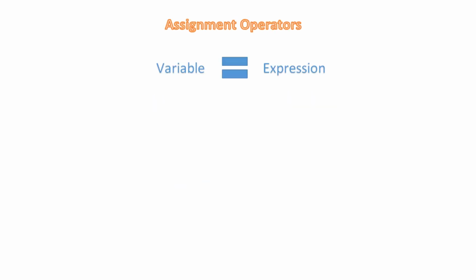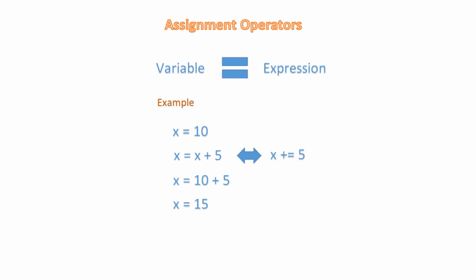We can also assign an expression to the variable. For example, x is equal to x plus 5. Before running this command, we must have some value assigned to x. Here x is equal to 10. Now the x value will be 10 plus 5, which is equal to 15. This statement x is equal to x plus 5 can also be written as x plus is equal to 5. Here plus is equal to symbol is an assignment operator.